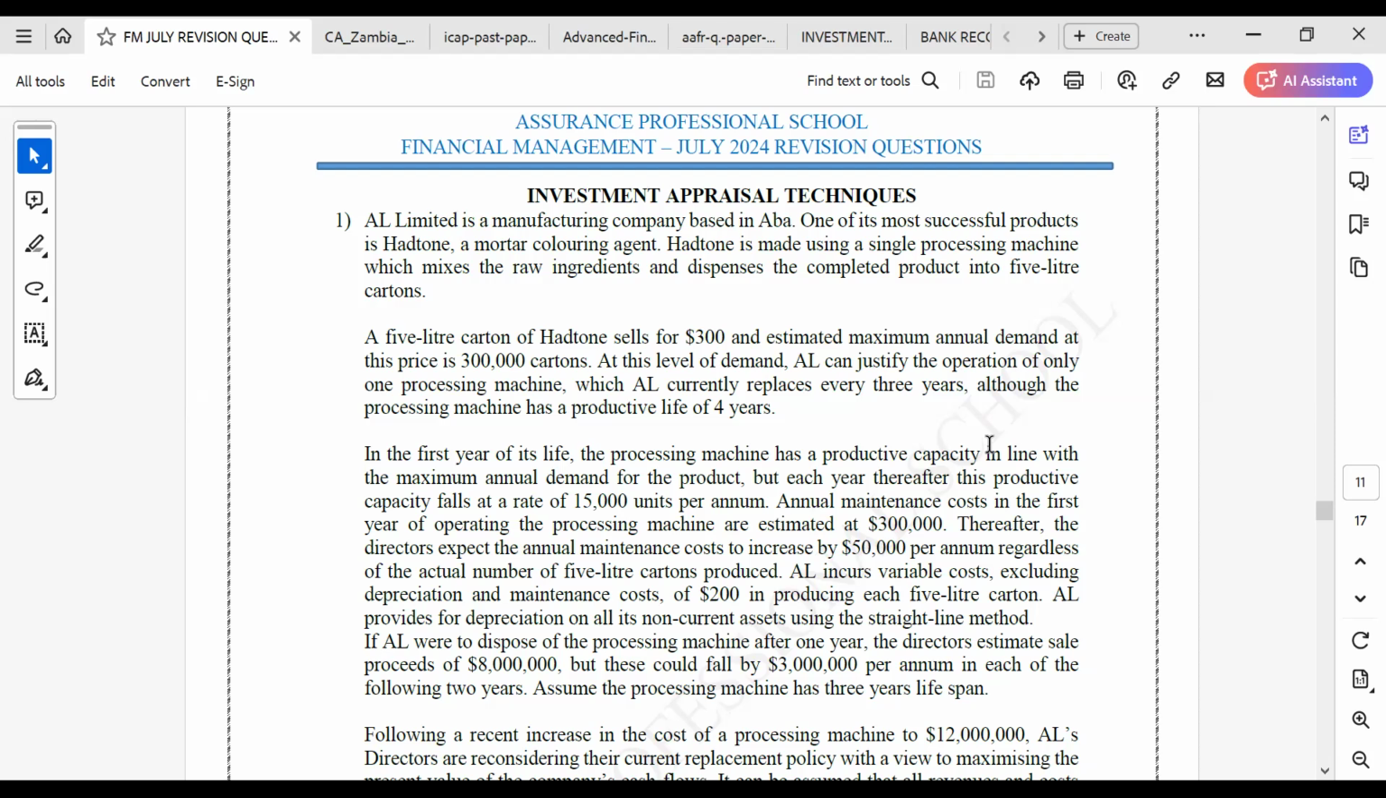AL provides for depreciation on all its non-current assets using the straight line method. If AL were to dispose of the processing machine after 1 year, the directors estimate sales proceeds of $8 million, but these could fall by $3 million per annum in each of the following 2 years. Assume the processing machine has a 3-year lifespan.